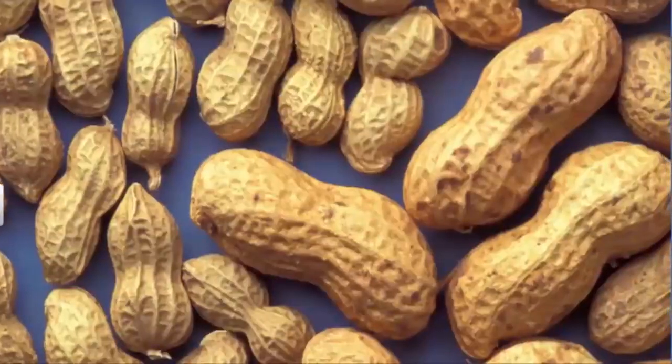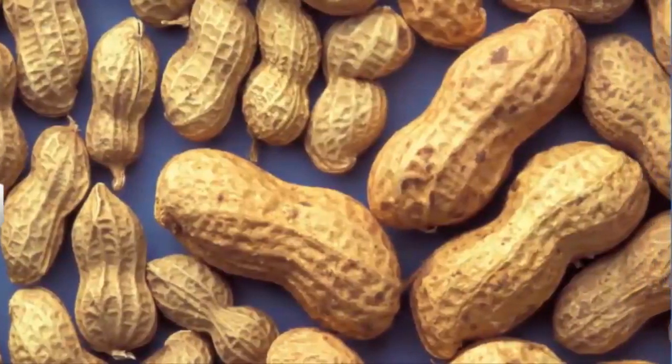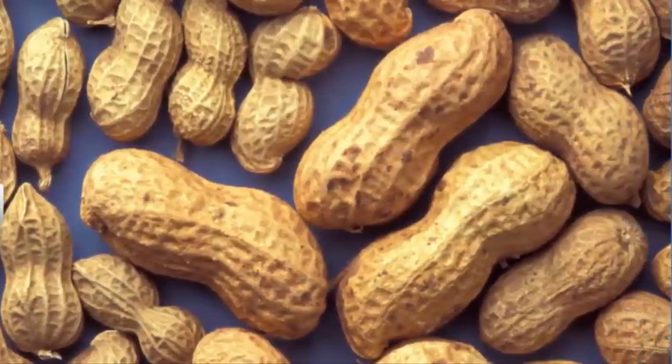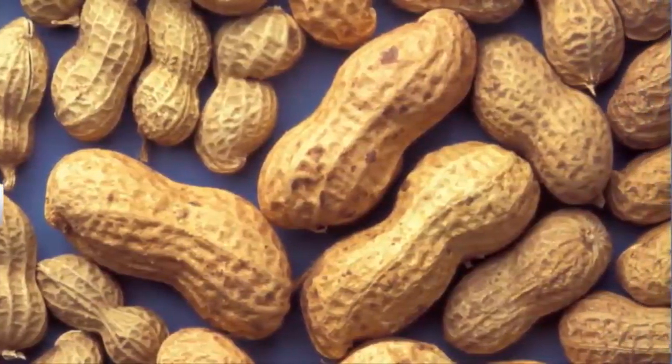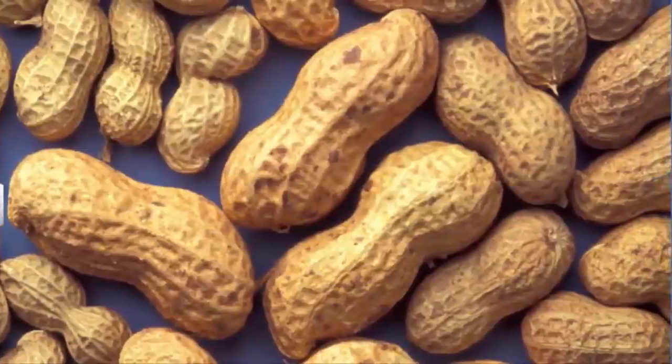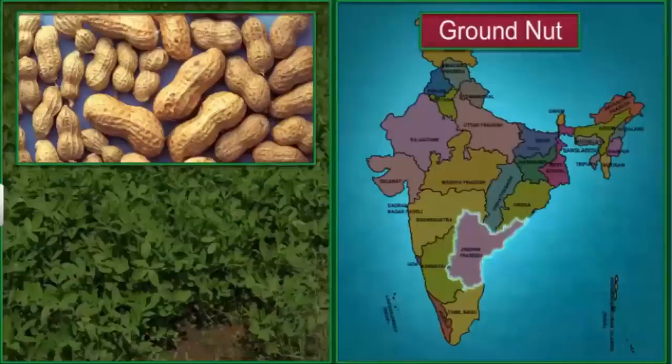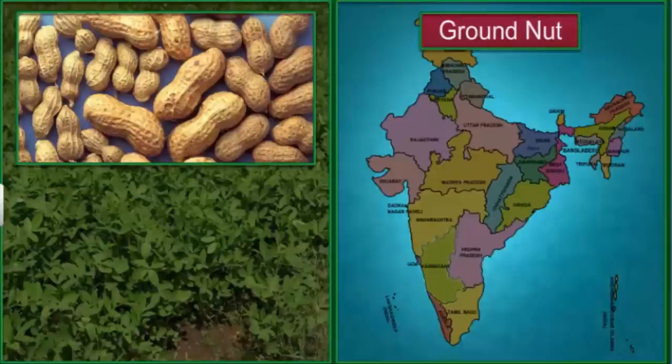Amongst oilseeds, groundnut requires a special mention as it accounts for about 50% of the total oilseeds produced in India. The largest producer of groundnuts is Andhra Pradesh. Other important groundnut producing states are Karnataka, Maharashtra, Tamil Nadu and Gujarat.